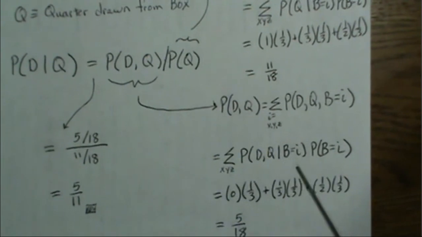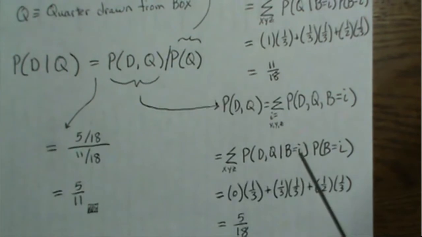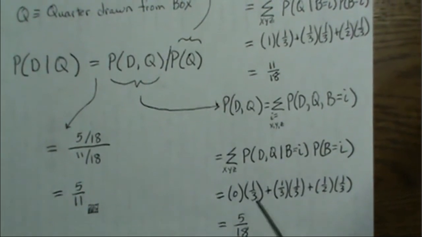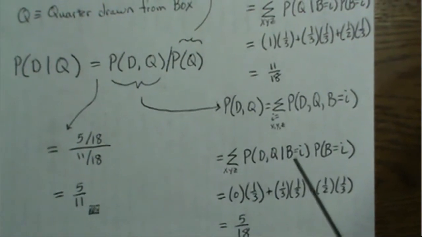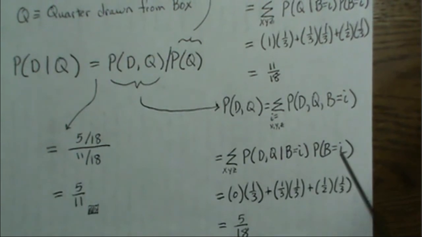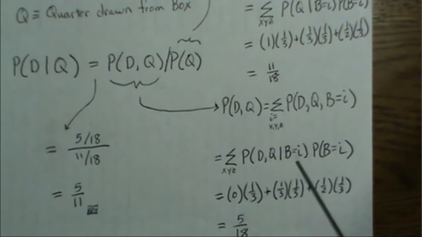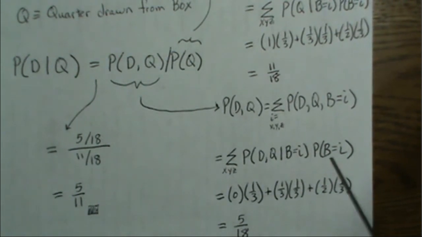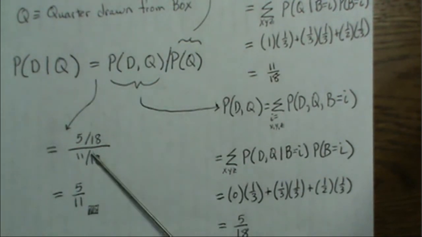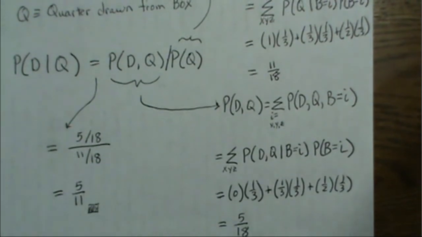Well, then we know these probabilities. The probability that there's a dime in the box and we draw a quarter, given box X, well, that's 0 because there's no dime in the box. Given that we're at box Y, the probability we draw a dime and a quarter is 1/3. Given box Z, it's 1/2, and then times 1/3. So that's 5/18. Now we take those and plug them back in. So we have 5/18 over 11/18, which is 5/11.